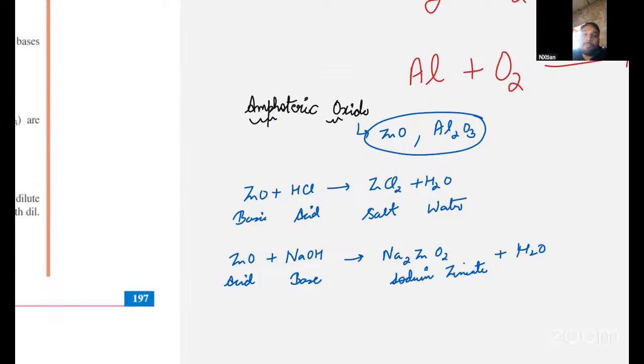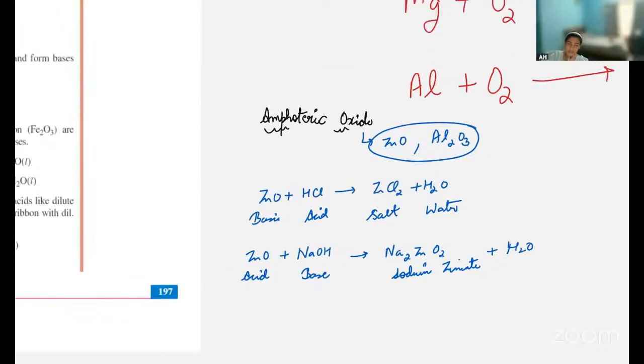Okay, so they are like those people. They will go to the church also, they will go to the nightclub also. Got it? Okay. Did you understand? Is zinc oxide amphoteric or not, in the options given here? Yeah, amphoteric oxide.